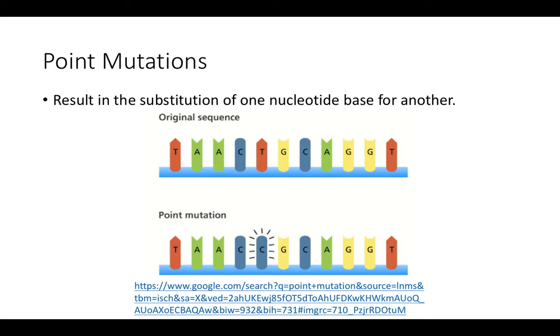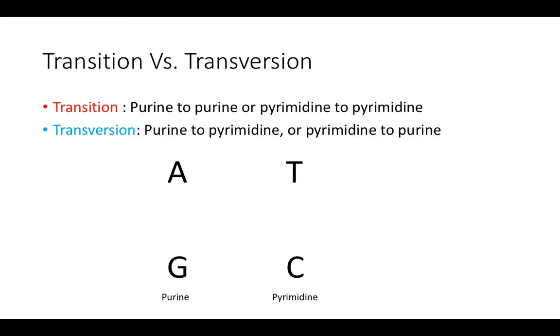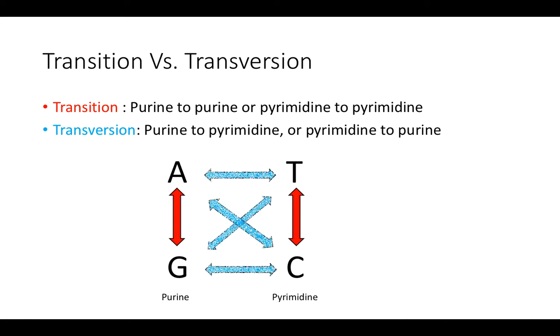Point mutations result in the substitution of one nucleotide base for another. They can either occur via a transition or a transversion. A transition is when a purine is substituted for a purine, or a pyrimidine is substituted for a pyrimidine. A transversion is when a purine is substituted to a pyrimidine, or a pyrimidine to a purine.